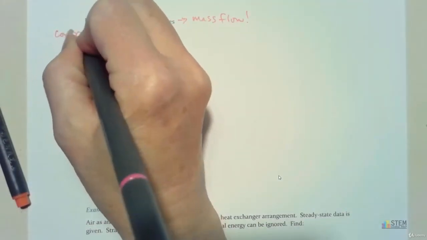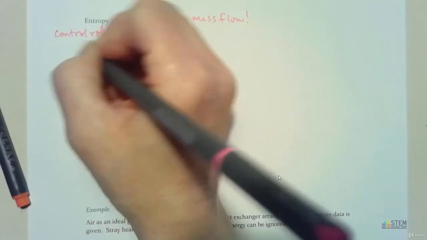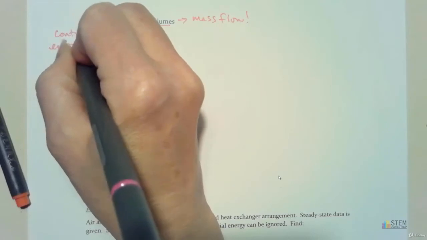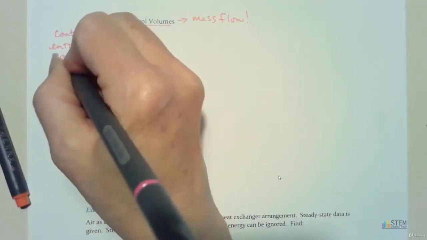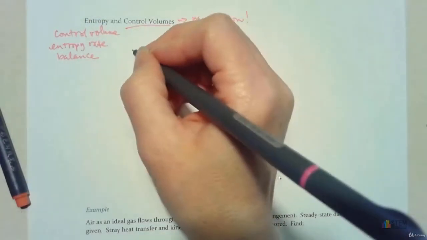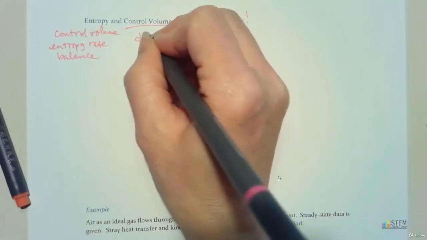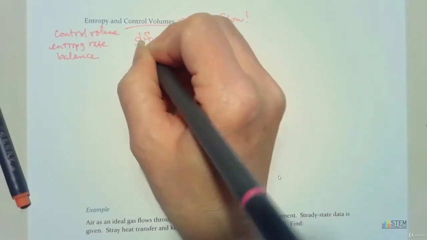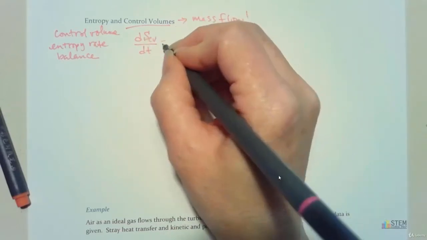The textbooks have the derivations. I don't think we need to derive it because it's similar to the other equation. So this will be your control volume entropy rate balance equation. So essentially it'll be our entropy balance equation we use when we have mass flow. The left hand side of this equation is going to be the time rate of change of the entropy in the control volume. Note that that's a capital S right there.